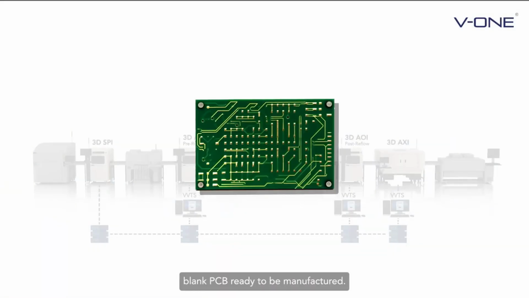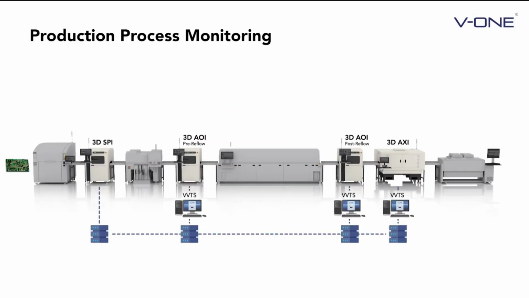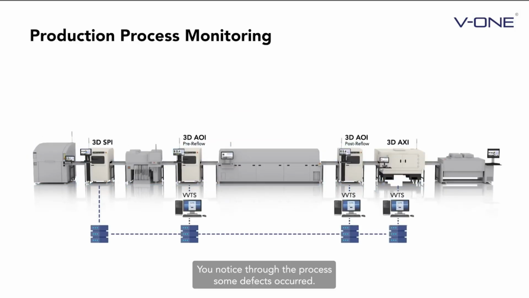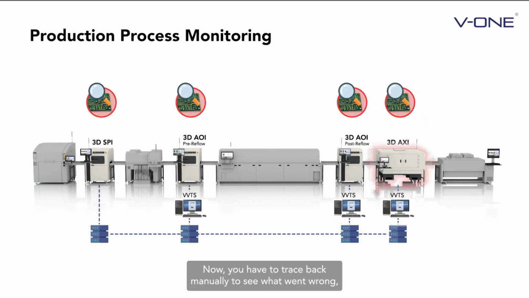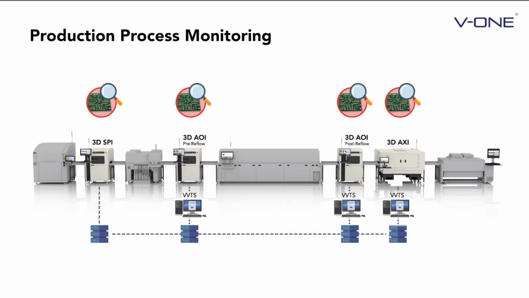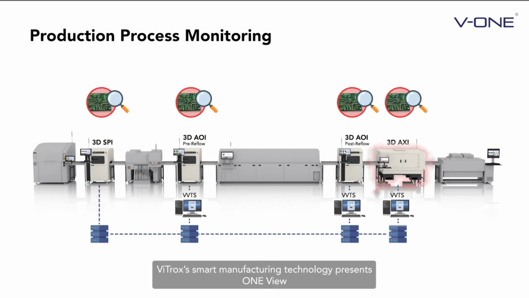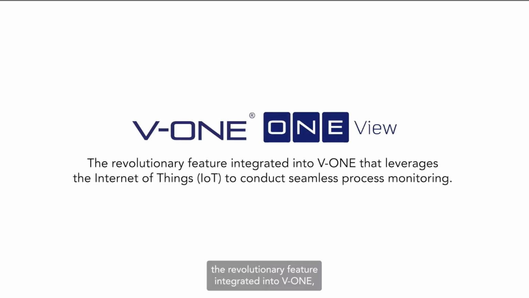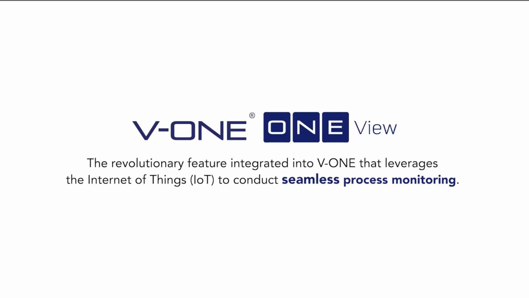This is a blank PCB ready to be manufactured. It enters the assembly line and reaches the endpoint. You notice through the process some defects occurred. Now, you have to trace back manually to see what went wrong. ViTrox's smart manufacturing technology presents One View, the revolutionary feature integrated into V1 that leverages the Internet of Things to conduct seamless process monitoring.